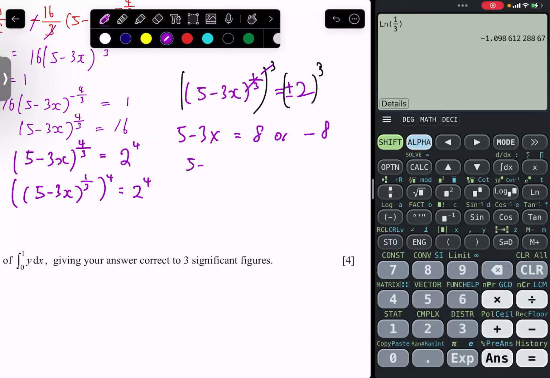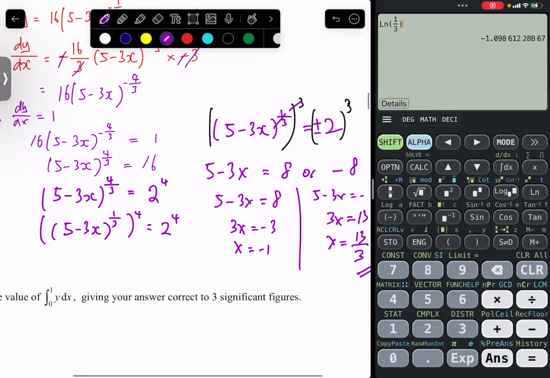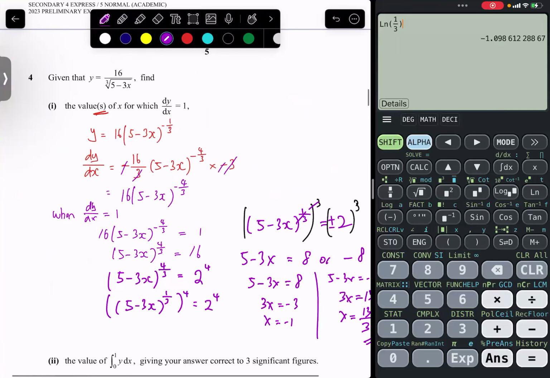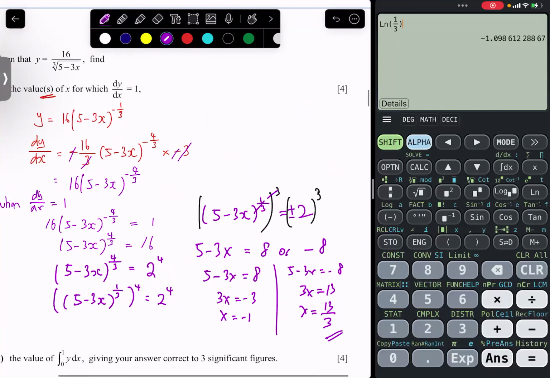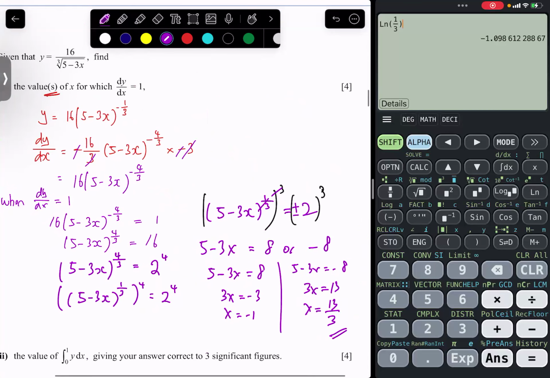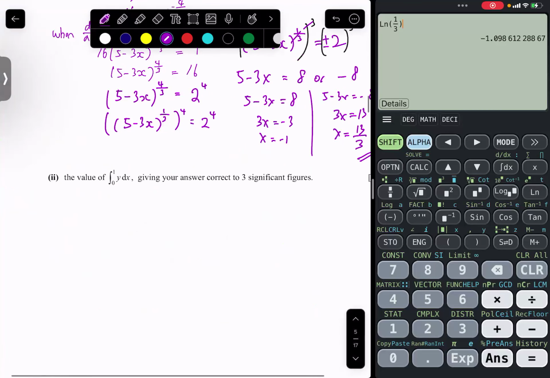So let's solve it two ways. 5 minus 3x equals 8, so 3x equals -3, x equals -1. Or 5 minus 3x equals -8, 3x equals 13, x equals 13 over 3. Both answers are fine.